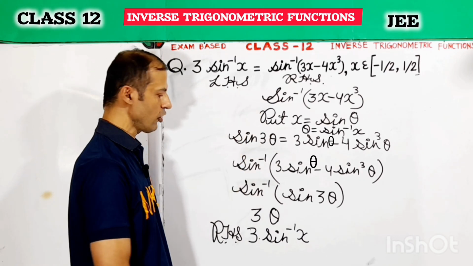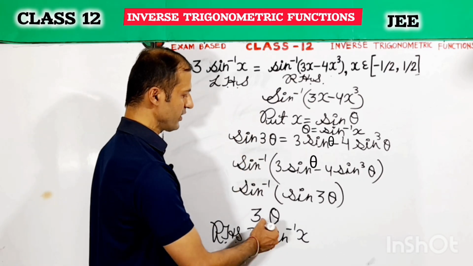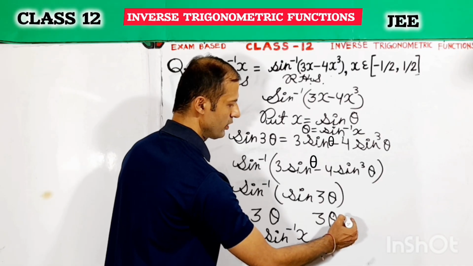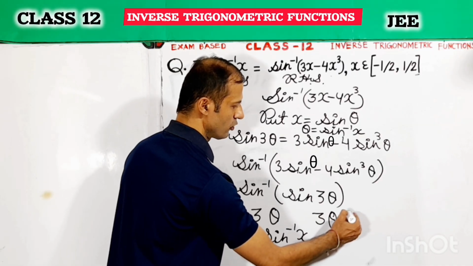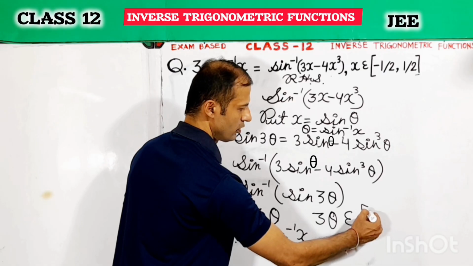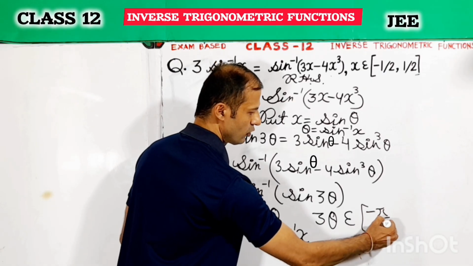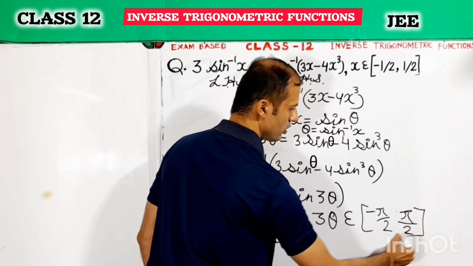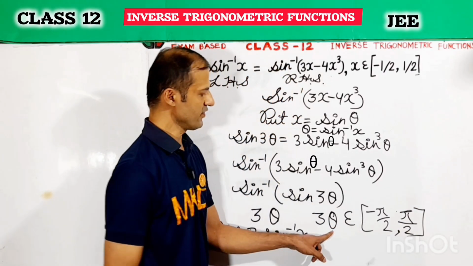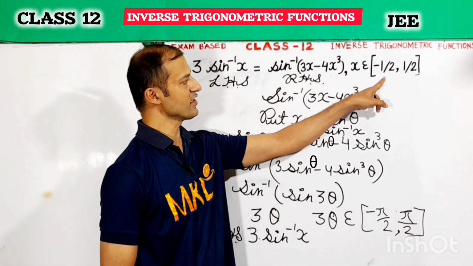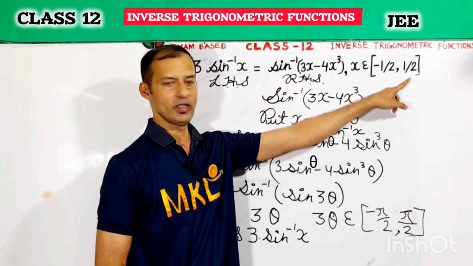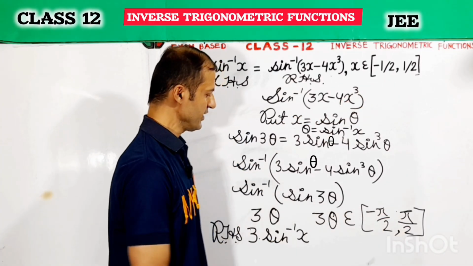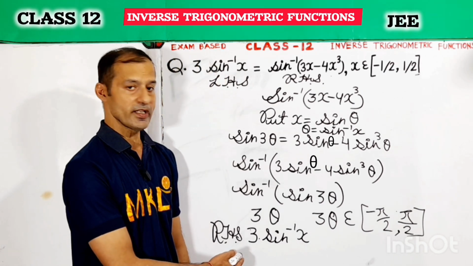We can see the right hand side is equal to the left hand side. As we know, 3 theta belongs to minus pi by 2 to pi by 2. That's our logic, students. We can also see that x belongs to minus 1 upon 2 to 1 upon 2, and 3 theta belongs to minus pi by 2 to pi by 2. So this is our logic, this is our answer, students.